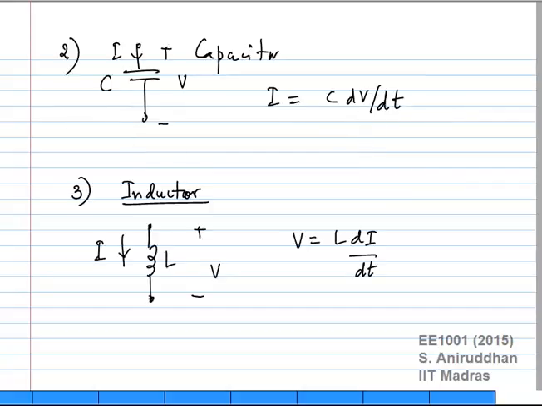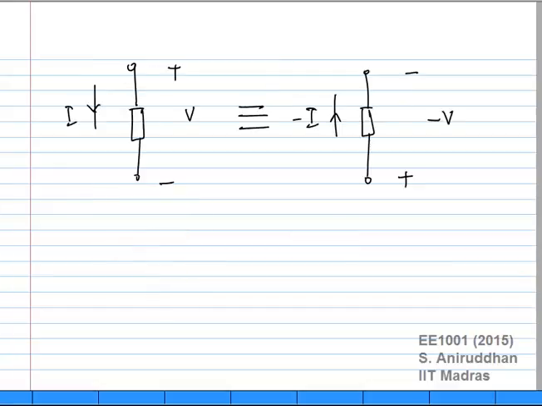Okay, so you can define these kinds of relationships. Any other two terminal elements? Okay, we will consider the easier cases, which is a battery or a voltage source.